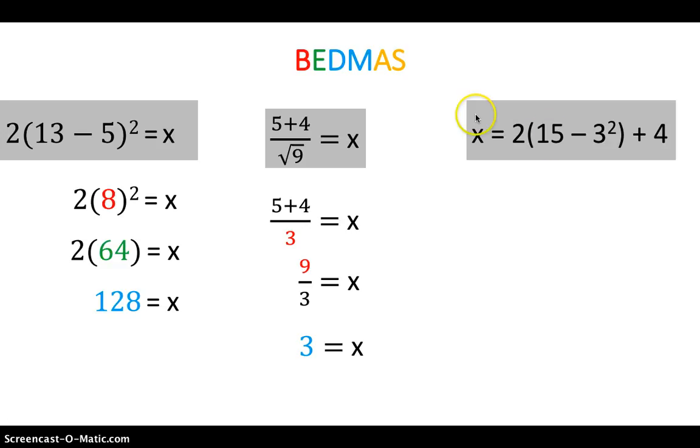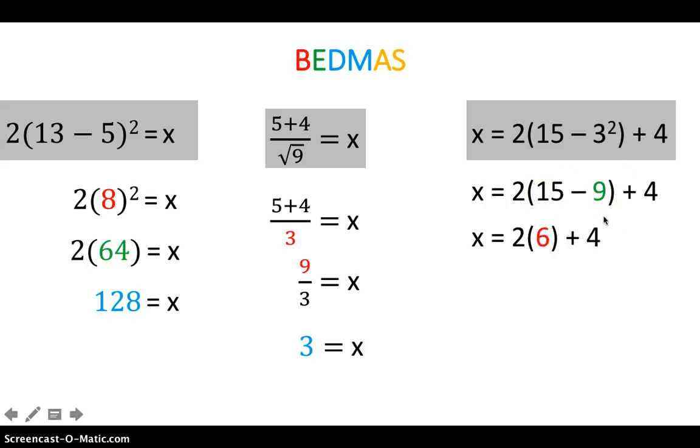Okay, so BEDMAS says first we start in the brackets, so we have 15 minus 3 squared first, but because 15 minus 3 squared involves subtraction and exponents, then BEDMAS says we have to deal with those exponents before we can do the subtraction. So we're starting with brackets, but within those brackets we need to start with exponents. So that 3 squared is 9. That's how we evaluate that exponent. And now we're ready for the subtraction inside the brackets. 15 minus 9 is 6.